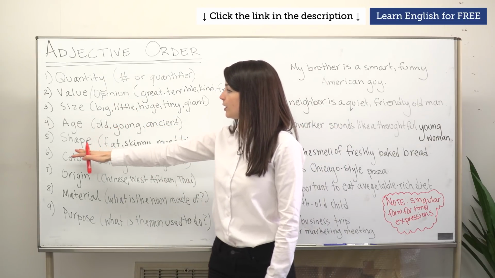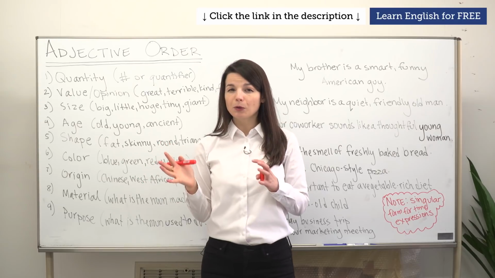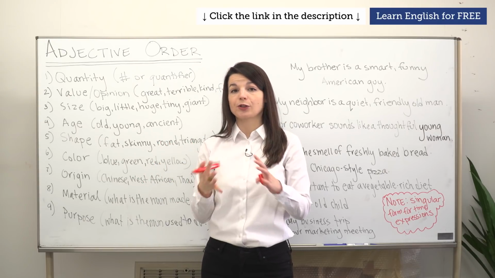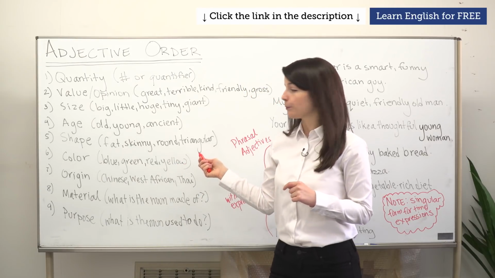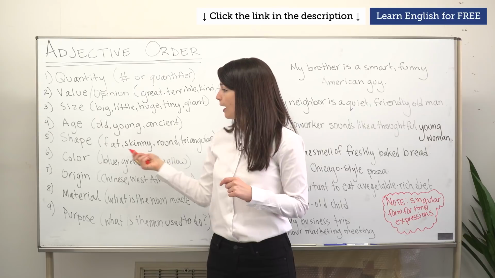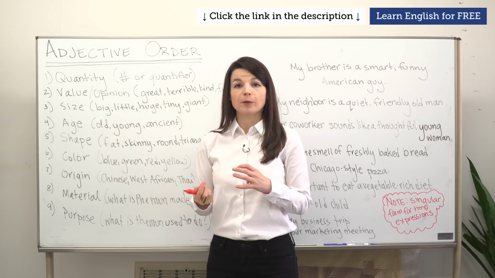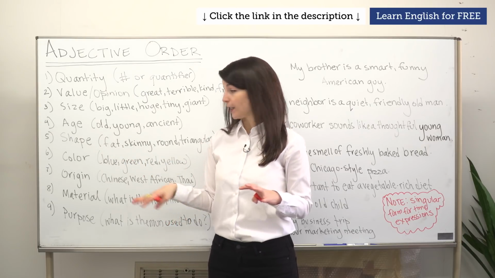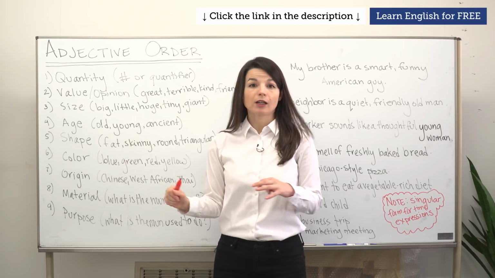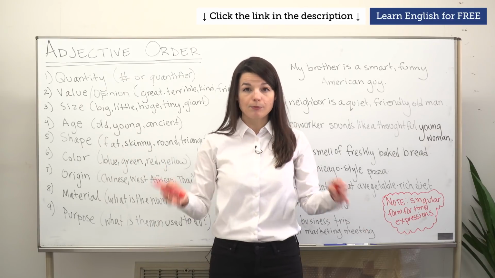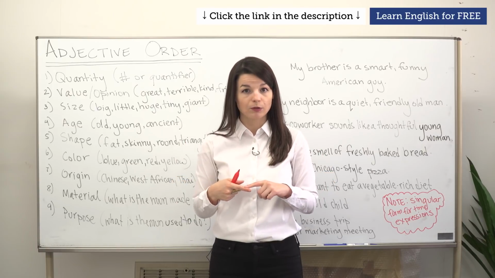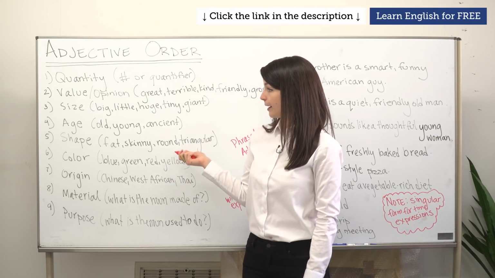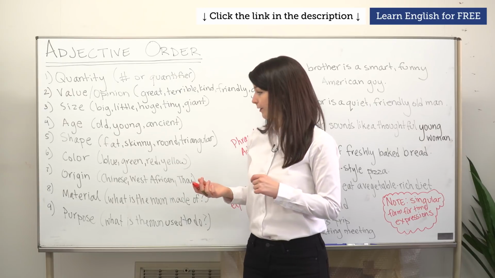The next one would be shape. Shape doesn't only mean like a square or a triangle, for example, or in the adjective form, triangular. We can also use these shape adjectives in terms of people's bodies, for example, like fat or skinny. We can also use them to talk about objects. So it's a round table, for example, or a square table as well. These are some examples of shape adjectives.